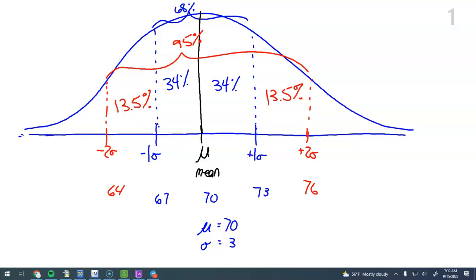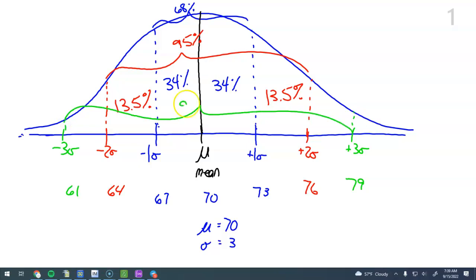If I go one more, you guys see that in the green? 3 standard deviations below the mean. So if I started at 70, 67, 64, this would be 61, right? 73, 76 over here, it would be 79. And then the rule there is 99.7. So pretty darn near all of your data. Not exactly all of it, but it's pretty close.